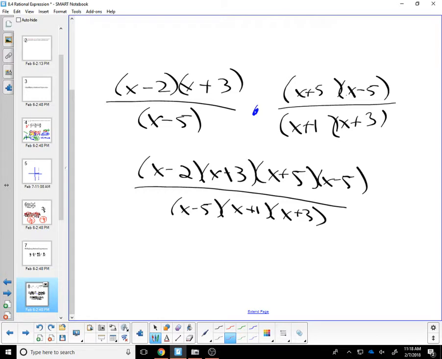At this point, I'm going to use my anything over itself rule. Anything over itself rule. So x minus 5 over x minus 5 is how much? 1. And x plus 3 over x plus 3 is 1. So now, all I've got is x minus 2 times x plus 5 over x plus 1.